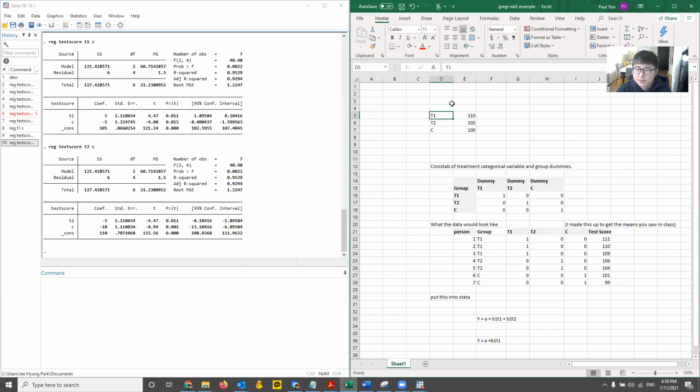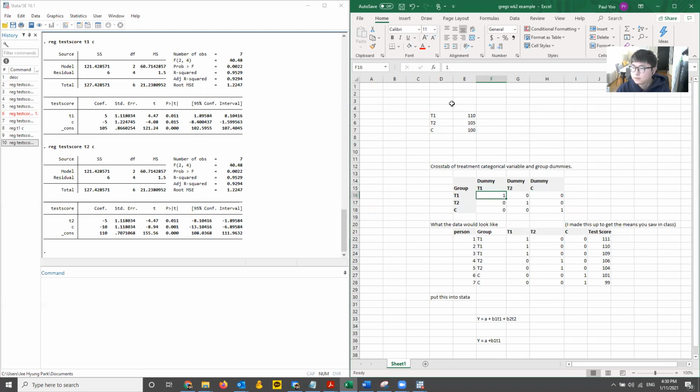This is just a quick summary. We saw in those three bar graphs that treatment group 1 had a mean of 110, treatment group 2 had a mean of 105, and the control group had a mean of 100. I'll just refer to these as T1, T2, and C. So if we have a categorical variable that says you're in T1, T2, or C, we would use this categorical variable, like what we did with SES, and create a dummy variable for each of those group indicators.